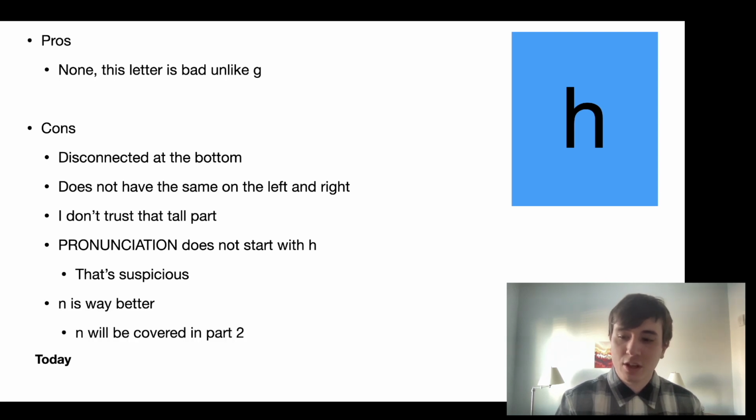But N will have to be covered in part 2 for those of you who don't know N. But if you want to do some independent research about N, I welcome you to do so.